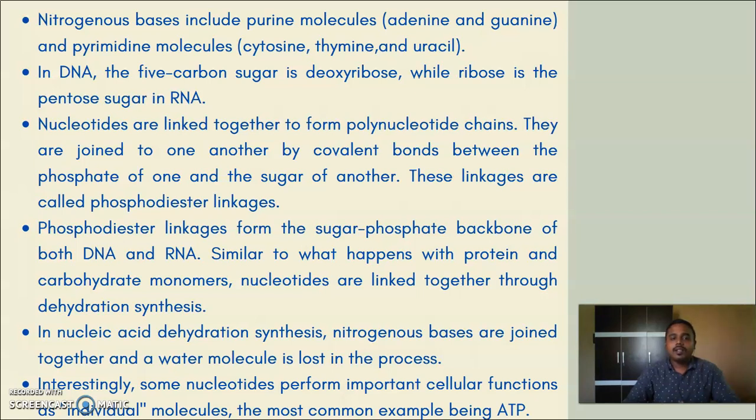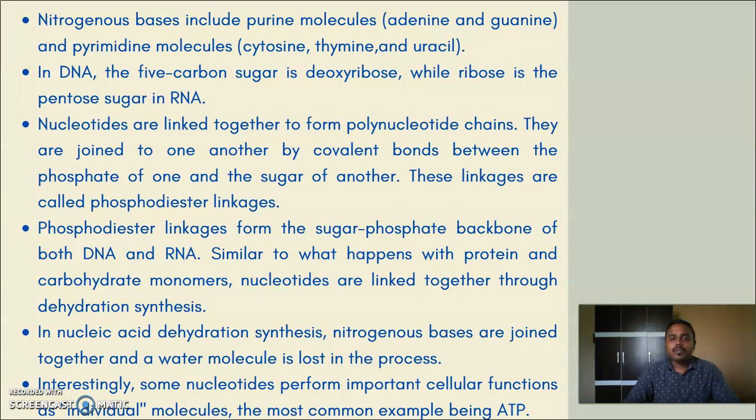Similarly, in DNA, the 5-carbon sugar or pentose sugar is deoxyribose, while ribose is the pentose sugar in RNA. So this is the main difference between DNA and RNA, the sugar component. Deoxyribose means the same ribose sugar with an oxygen removed. Nucleotides are linked together to form polynucleotide chains. They are joined to one another by a covalent bond between the phosphate of one group and the sugar of another group. These linkages are called phosphodiester linkages.